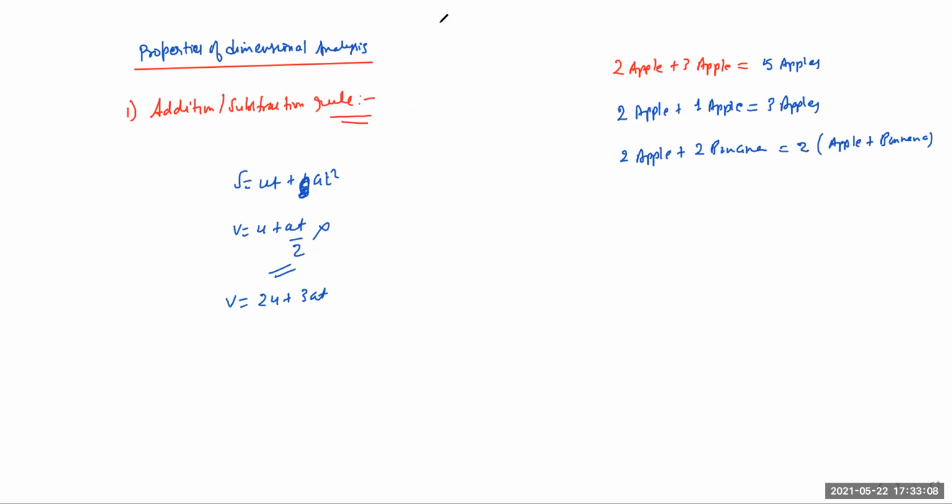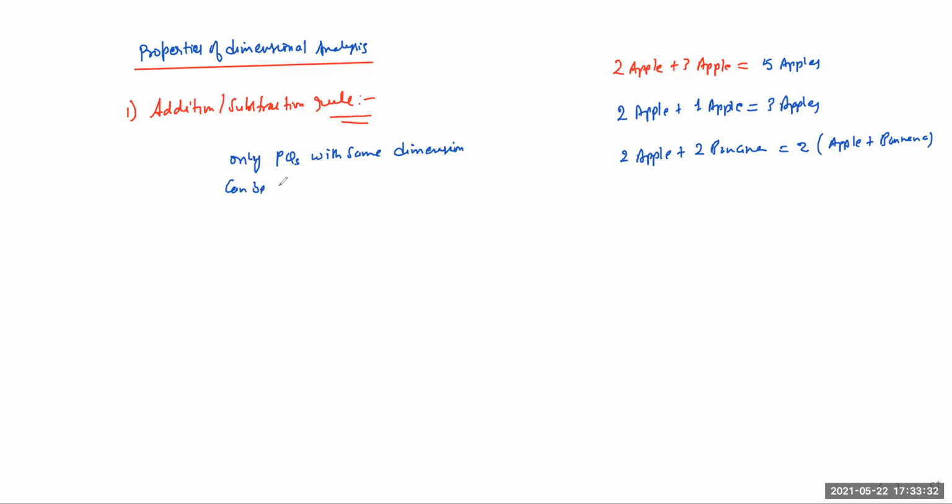So the rule says that you can add or subtract something which are dimensionally same. So only physical quantities with same dimension can be added or subtracted from each other.